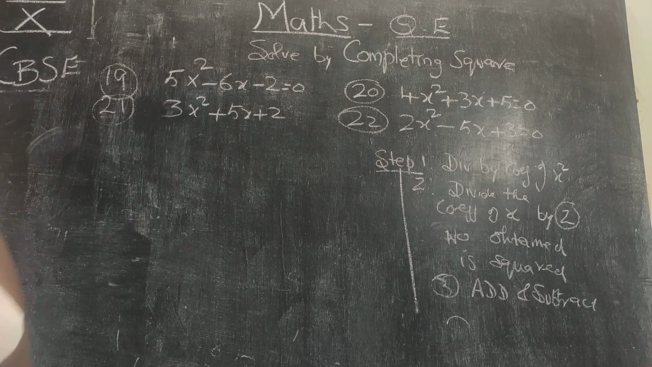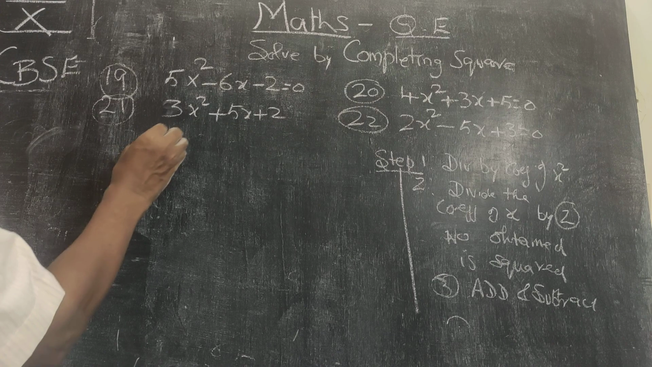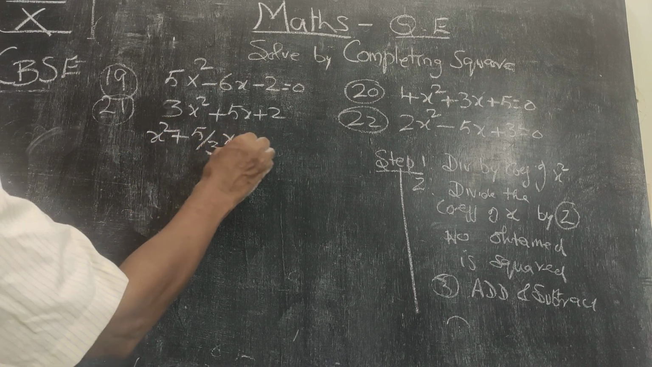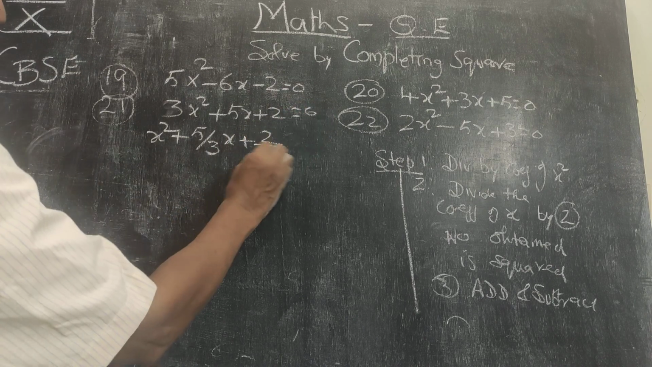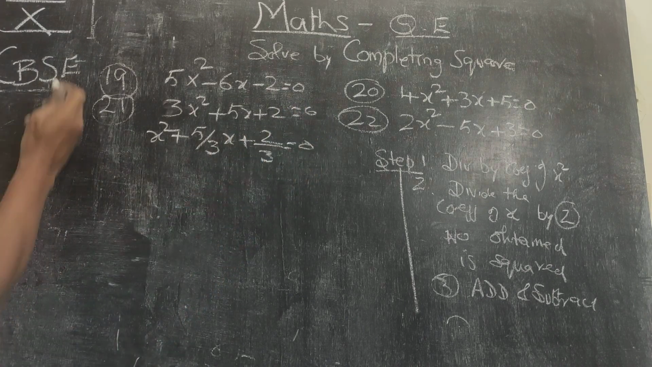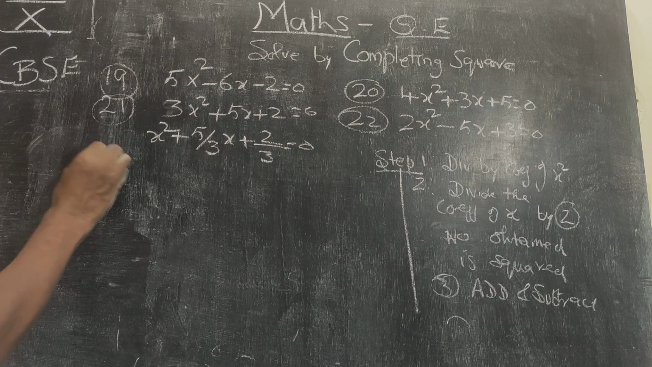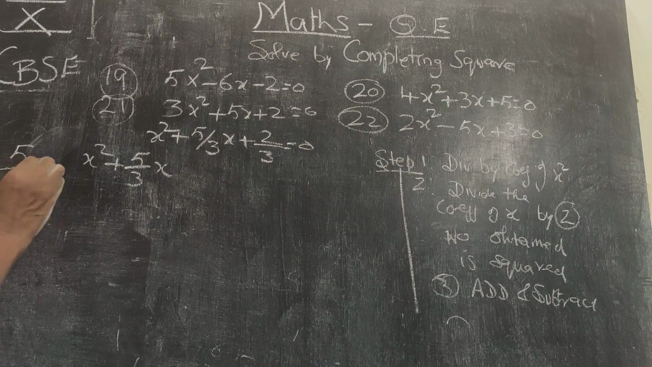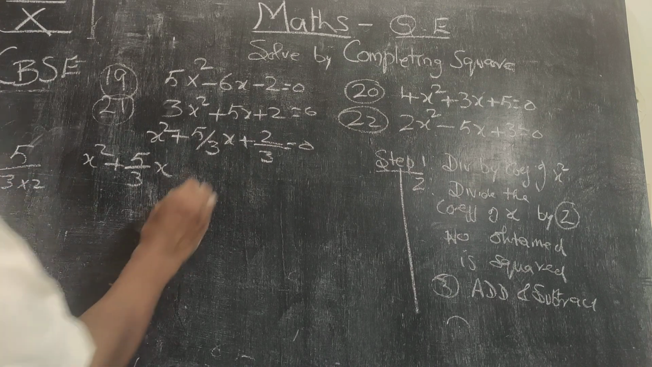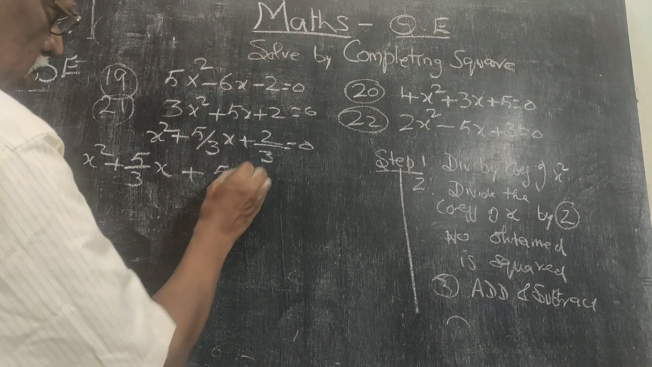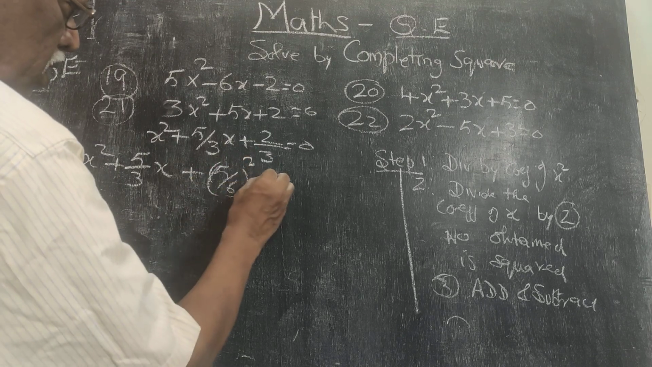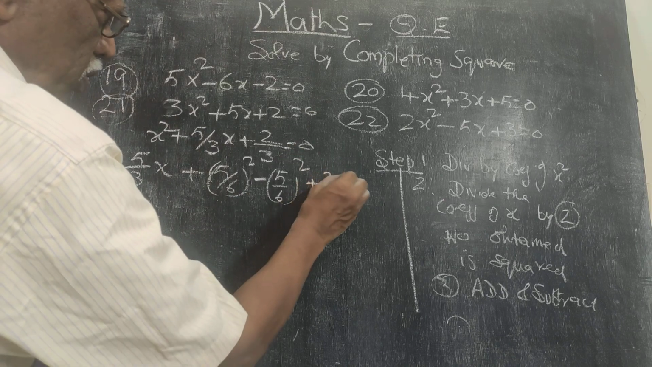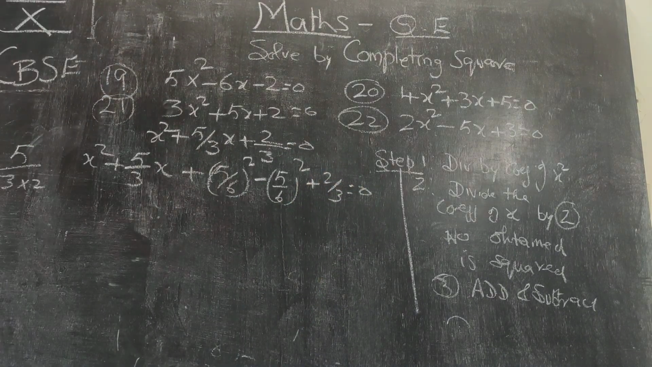Question number 21 again. I am dividing everything by 3, therefore this is rewritten as x square plus 5 by 3x plus 2 by 3 equal to 0. The next step: x square plus 5 by 3x, and that is divided by 2, so 5 by 6, so 5 by 6 the whole square, and minus that 5 by 6 the whole square, plus the 2 by 3 which is there in the problem.